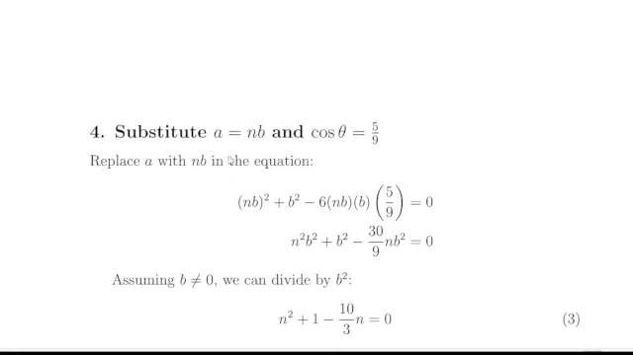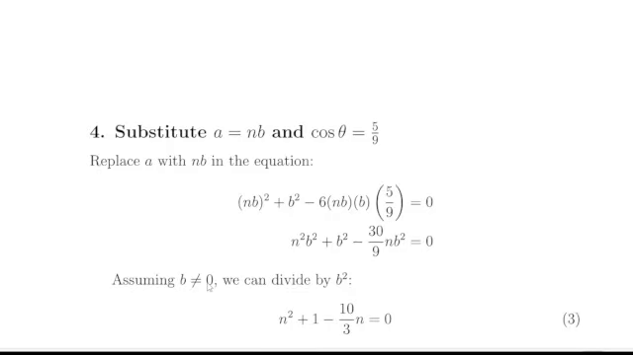Now we're going to substitute a is equal to n times b. So you have nb quantity squared plus b squared minus 6 times nb times b. And then cosine theta we said was 5/9. So replace that equals 0. Now we distribute the square to get n squared b squared plus b squared. Then 6 times 5 over 9 is 30 over 9, which is 10 over 3, times nb squared equals 0.